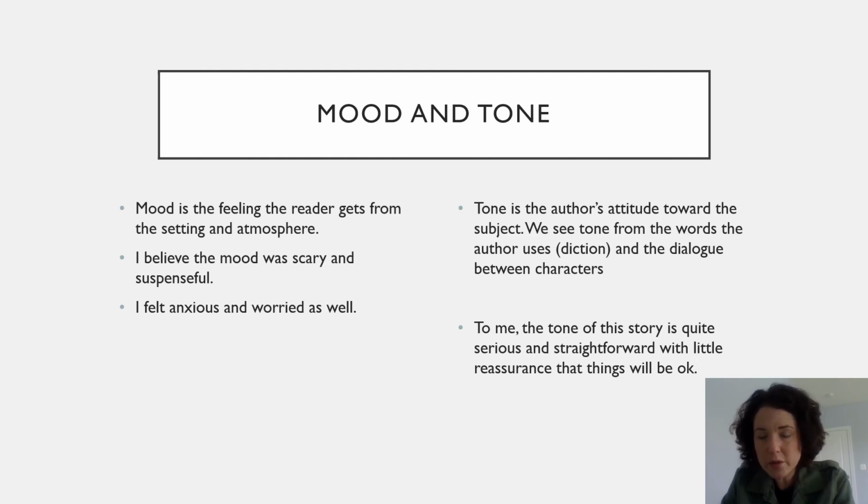The tone, remember, is the author's attitude towards the subject. We see the tone from the words the author uses, the diction, and the dialogue. The dialogue really was hard for me. I feel like the dad was really cruel to Martin and not sensitive. To me, it was straightforward in that it gave a direct kind of report on their relationship, which was not good. He didn't take his son seriously or really seem to care about his son's worries and fears.